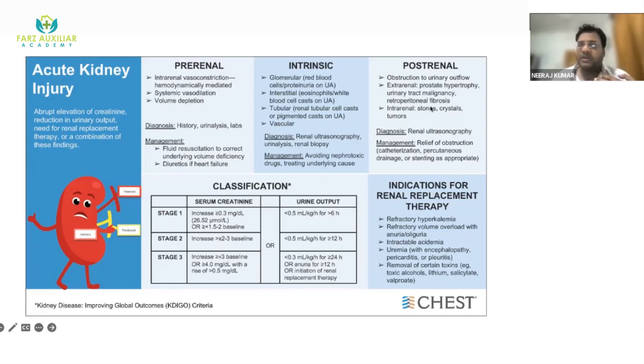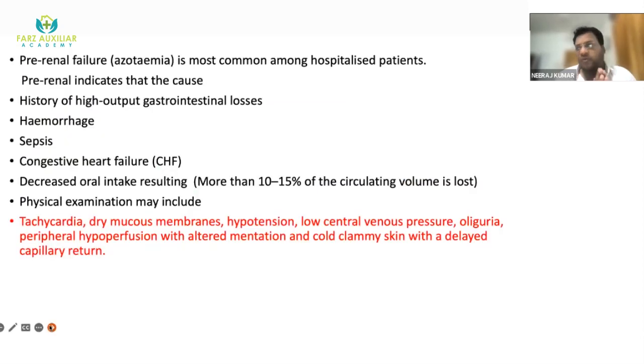Similarly, the post-renal patients mostly have obstruction to urine outflow. The cause may be extra-renal, like prostate hypertrophy, prostate malignancy, urinary tract malignancy, or RPF, retroperitoneal fibrosis, or intra-renal, like stones, crystals, or tumor. Here the diagnosis would be made only based on renal ultrasonography. Management: yes, I will deal with the management one by one, like percutaneous drainage, stenting, catheterization, everything is important. Now coming to why this pre-renal?